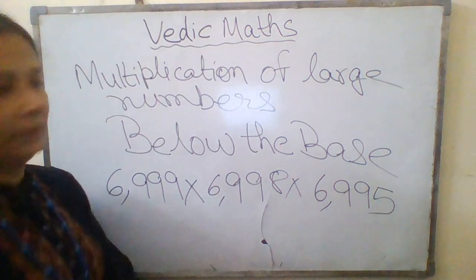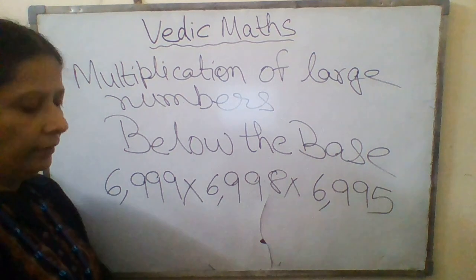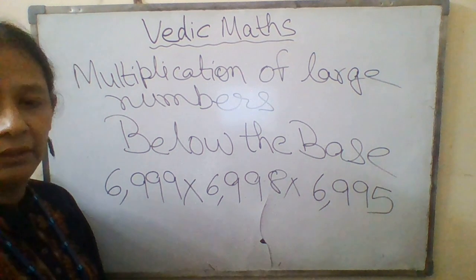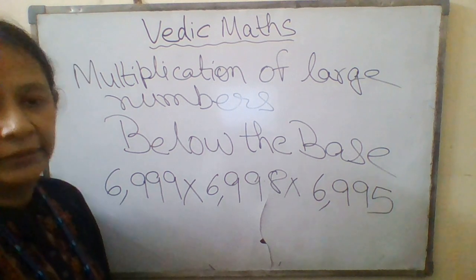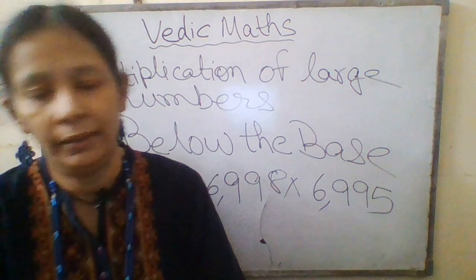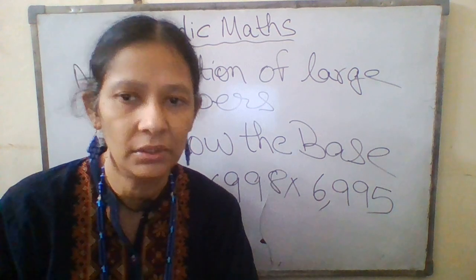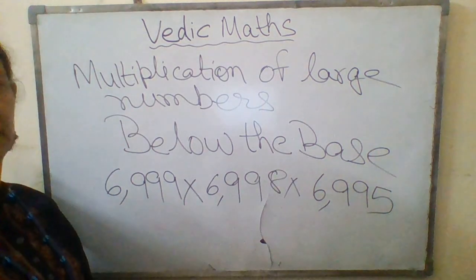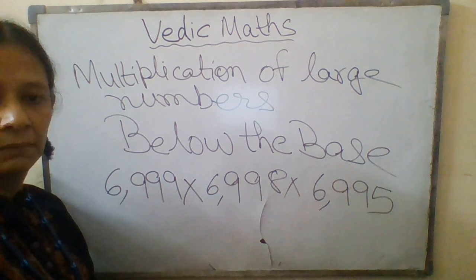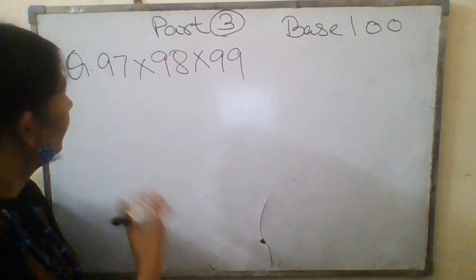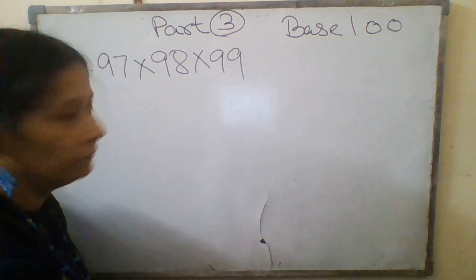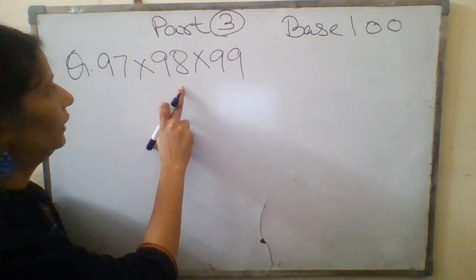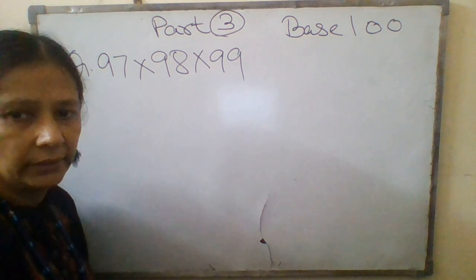Look at this question again, as I told you in my last video. This is a very difficult question and I will do it at the end, but right now I am going to start my video with a very easy question. Look at this question. I have taken a very easy question: 97 multiplied by 98 multiplied by 99.